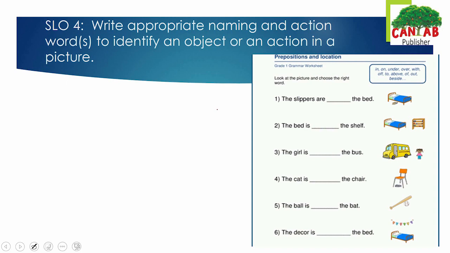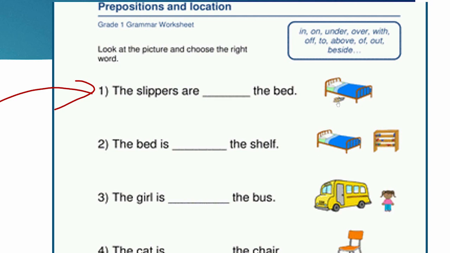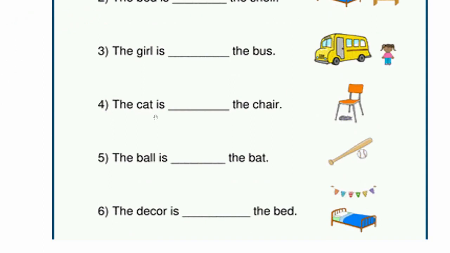The slippers are dashed the bed. Let me zoom the picture for you so that you can have a look at it. The slippers are dashed the bed. The bed is dashed the shelf. The girl is dashed the bus. The cat is dashed the chair. The ball is dashed the bat. The decor is dash the bed.